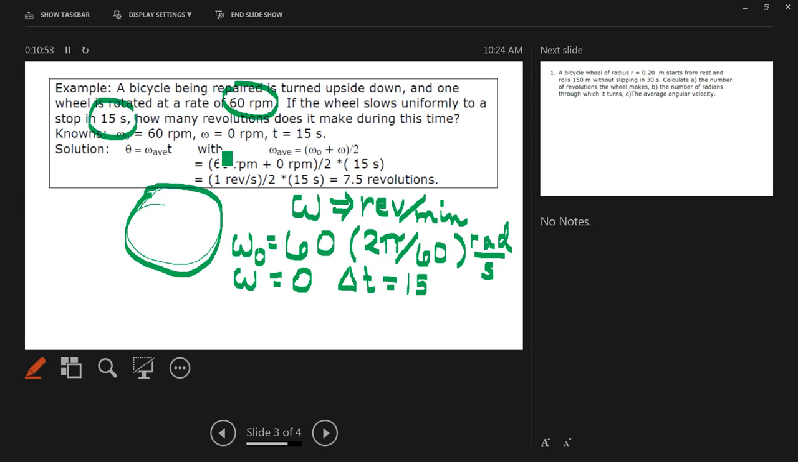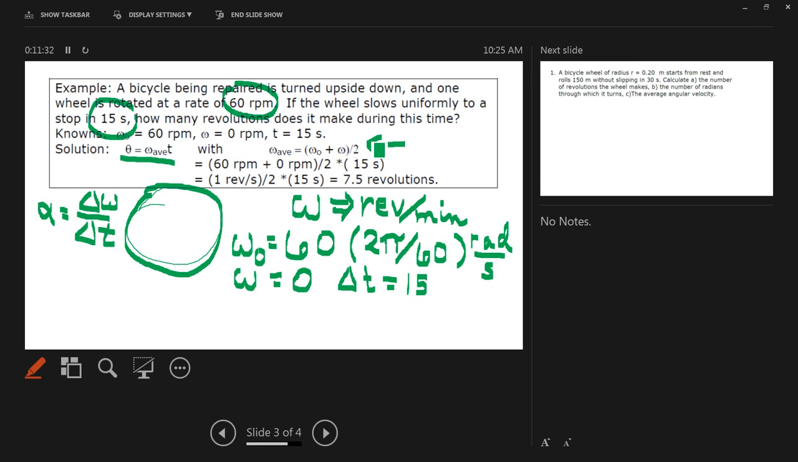So that information would enable us to calculate the acceleration. If we wanted to, we could calculate the angular acceleration, couldn't we? From delta omega over delta t. Or as I show here, we also can find the average speed. And with the average speed and the time, we can find the number of radians that it makes during this time.